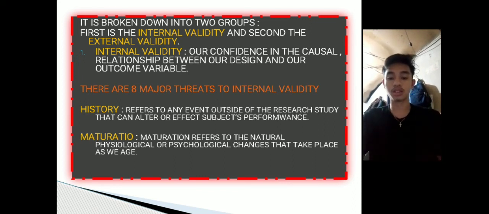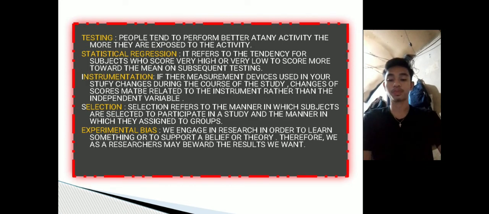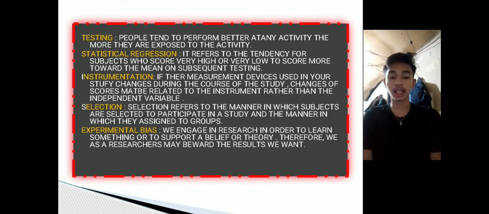There are eight major threats to internal validity. First, history refers to any event outside of the research study that can alter or affect subject performance. Maturation refers to the natural psychological or physiological changes that take place as we age. Testing: people tend to perform better at any activity the more they are exposed to the activity.